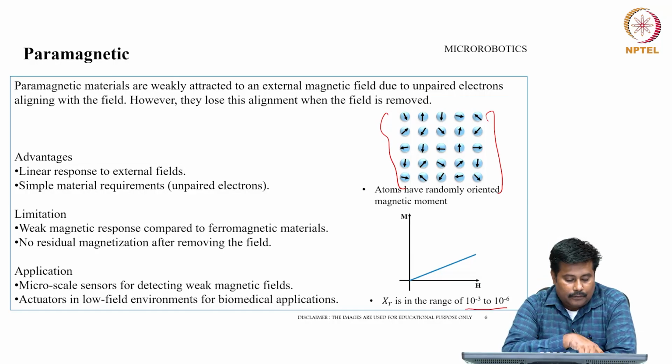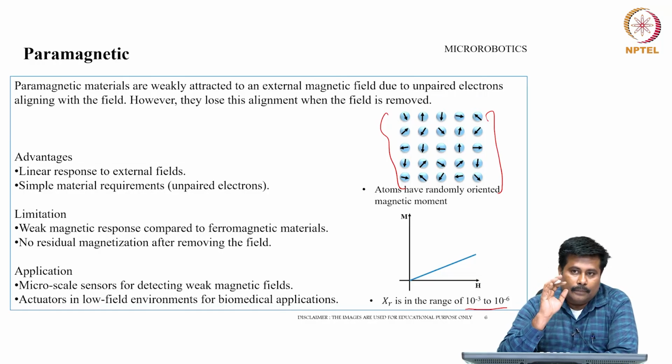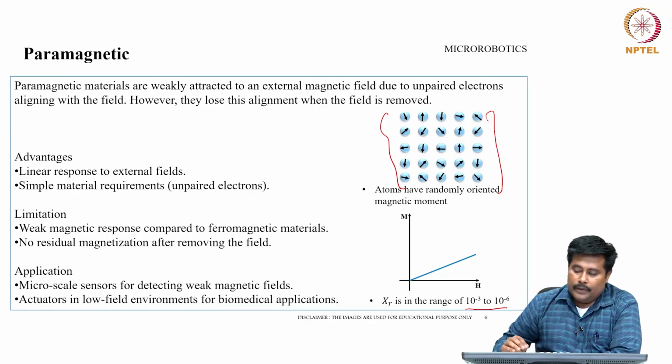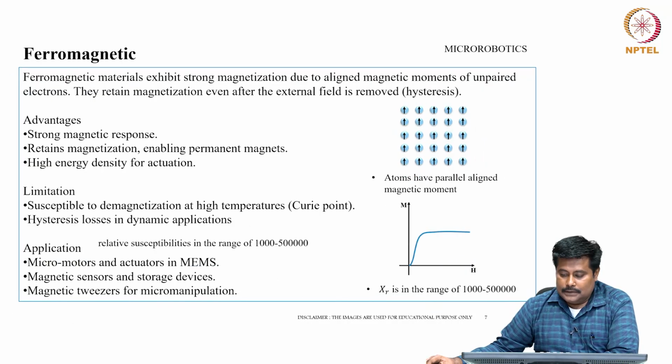From a limitation point of view, it has a weak magnetic response compared to the ferromagnetic material, and no residual magnetization after removing the field. From an application point of view, microscale sensors for detecting weak magnetic fields, and actuators in low field environments for biomedical applications. So, these are some of the key aspects with respect to a paramagnetic system.